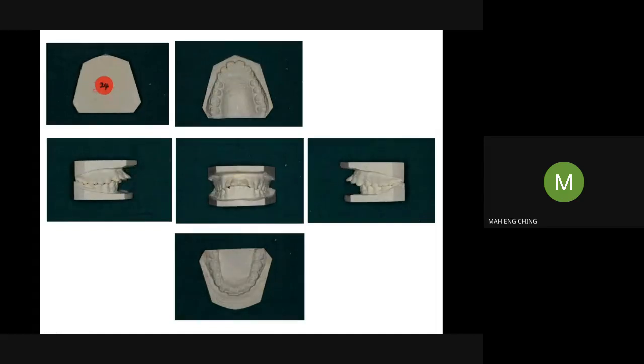Oh, this one, very simple. Look at the overjet. Massive, more than 9 millimeters. This one, definitely 5A. Okay, count the number first before making any mistake. Okay, number okay. No teeth missing. It's just the overjet problem.